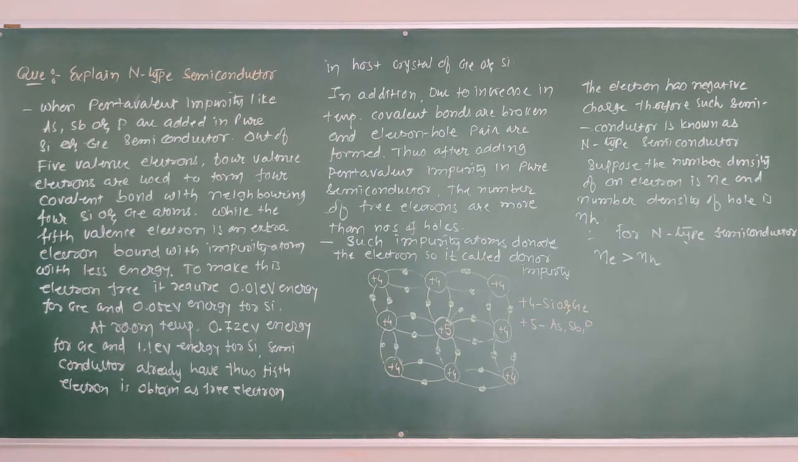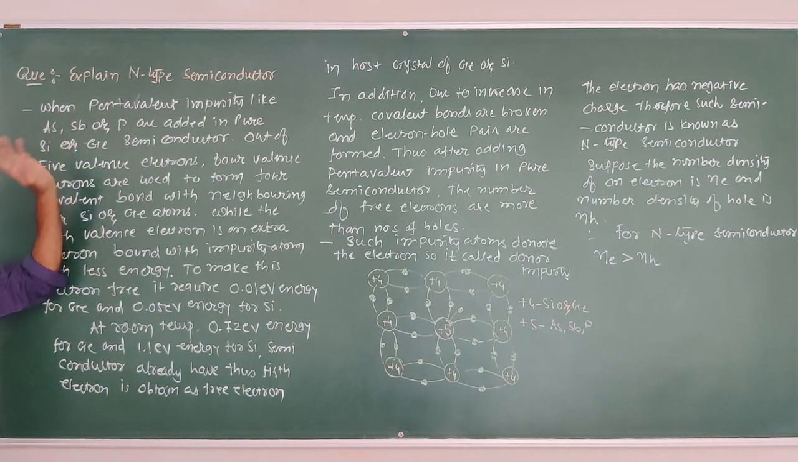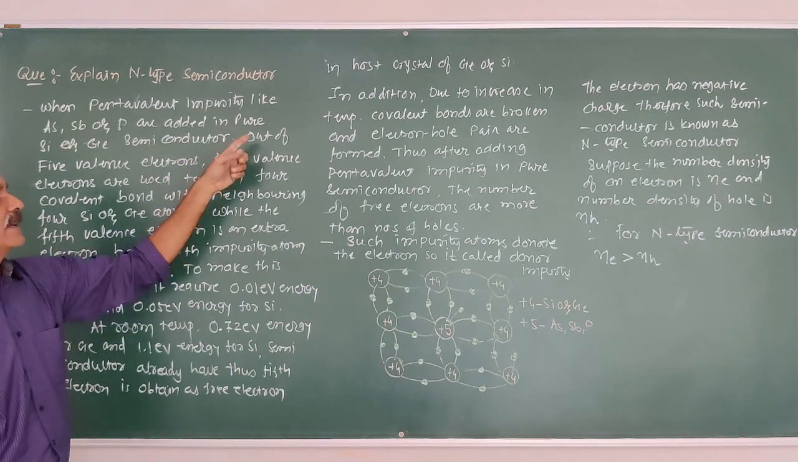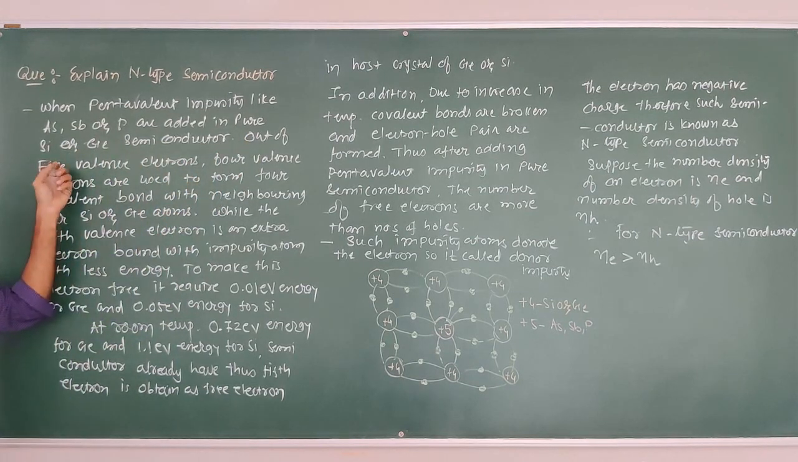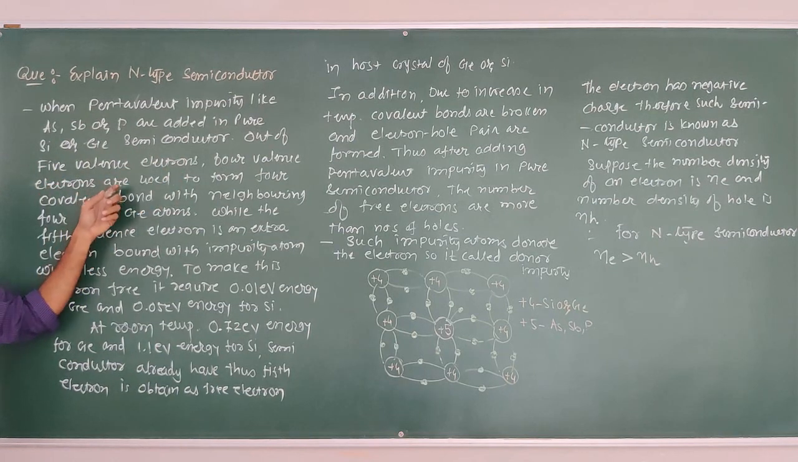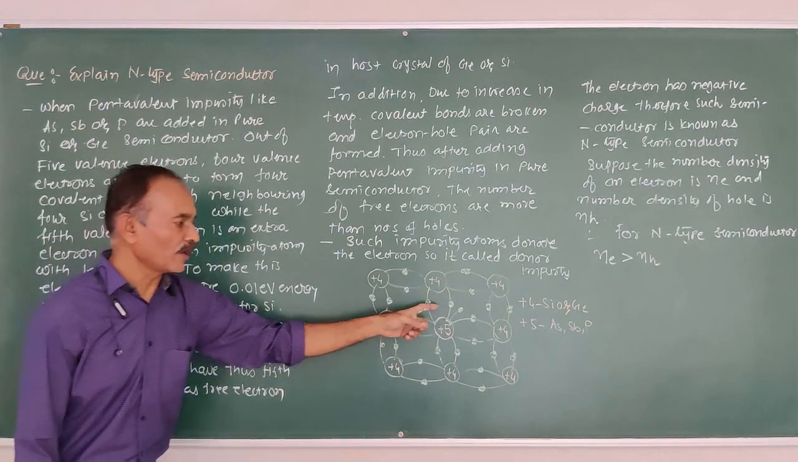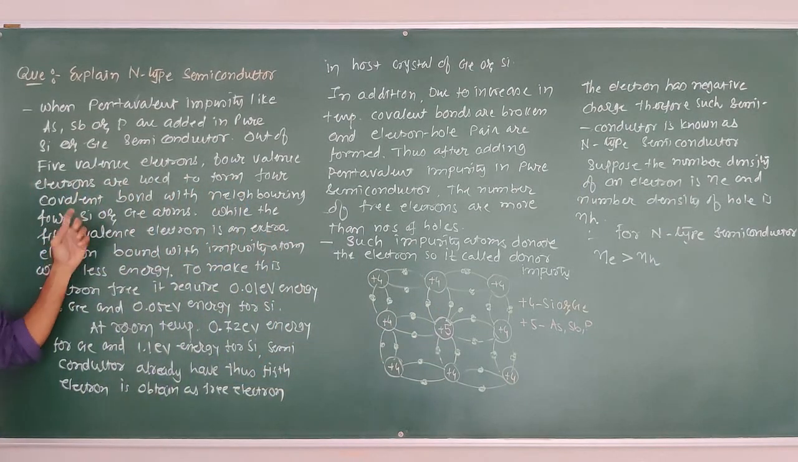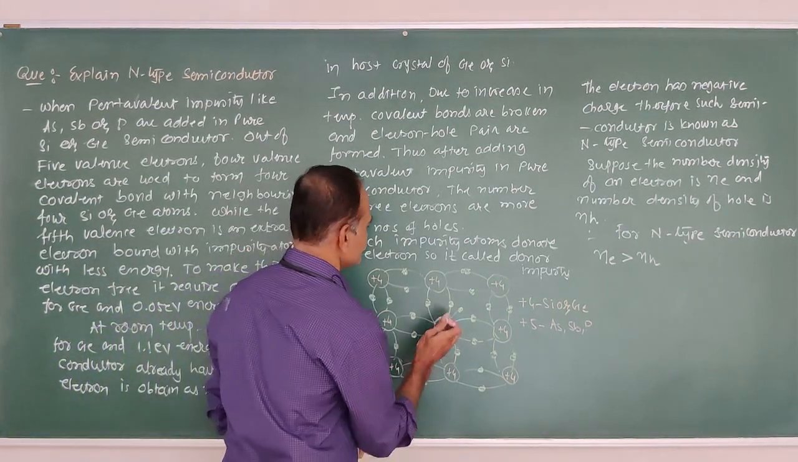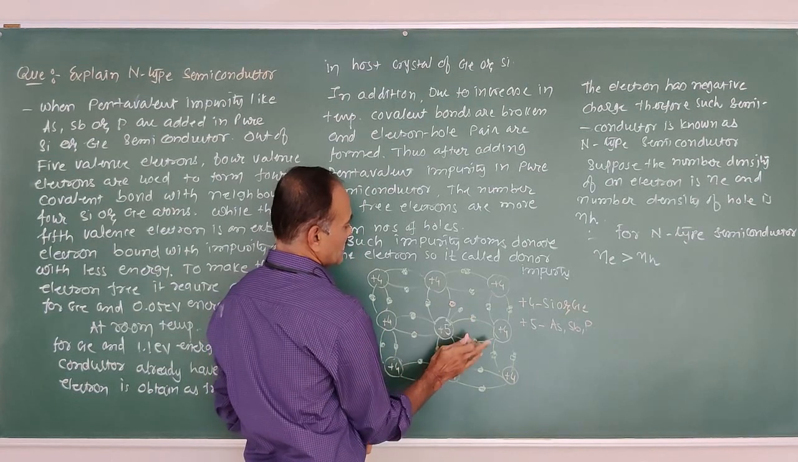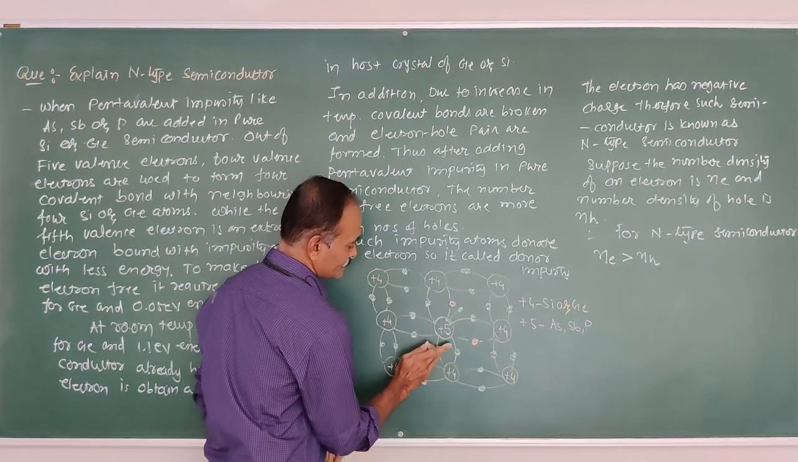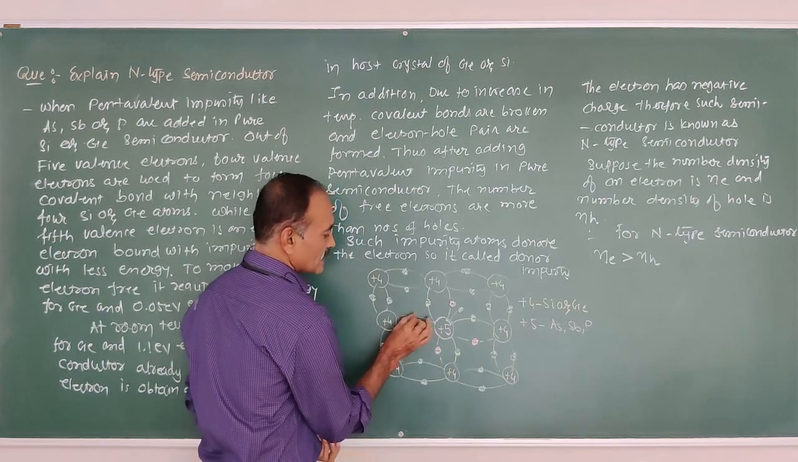Again, what is the N-type semiconductor? When pentavalent impurity like arsenic, antimony or phosphorus is added in pure silicon or germanium semiconductor. The pentavalent impurity atom has 5 valence electrons. Out of 5 valence electrons, 4 valence electrons are used to form 4 covalent bonds with its 4 neighboring silicon or germanium atoms.